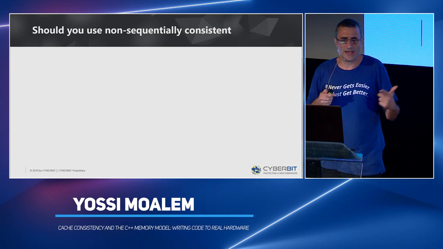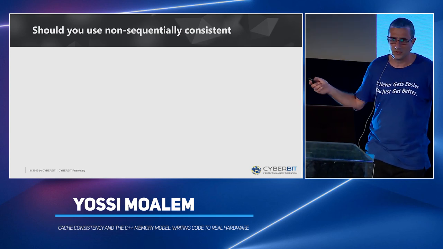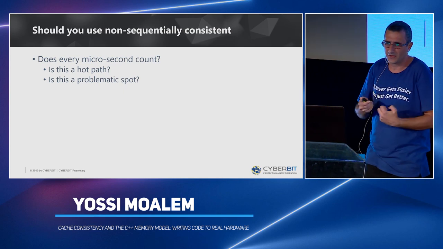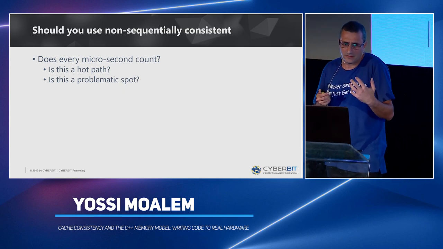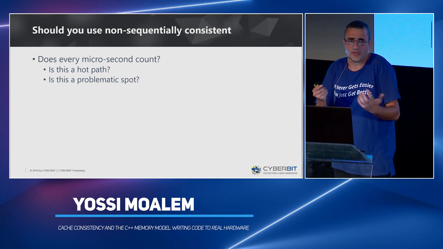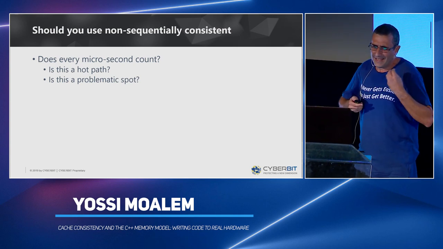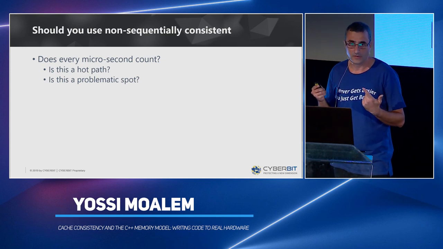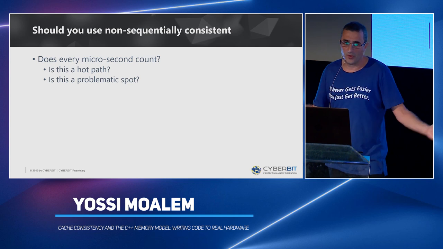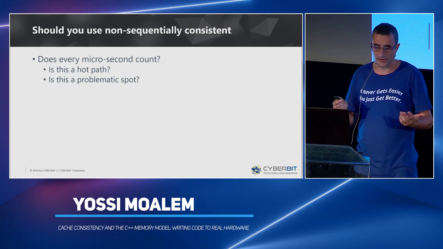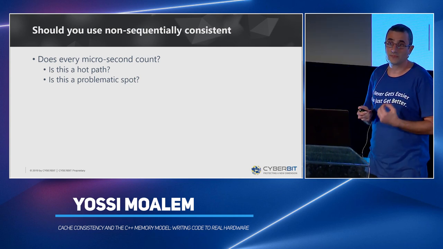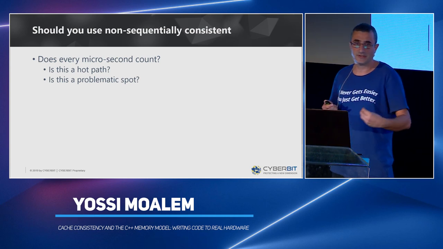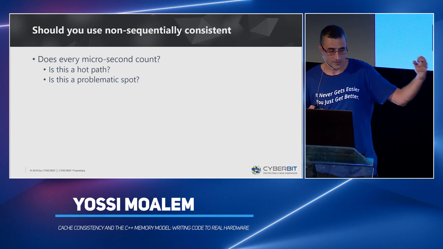Now, most talks will say, don't ever use them. They're just too difficult. But we are talking about C++, so we have to squeeze out some extra cycles. So before you think about it, ask yourself: does every microsecond really count? Is it really on your hot path? If it's not on your hot path, don't bother with it. It's just not worth it. Do you know that this area is problematic? Measure. Make sure that sequentially consistent is what's slowing your program down.